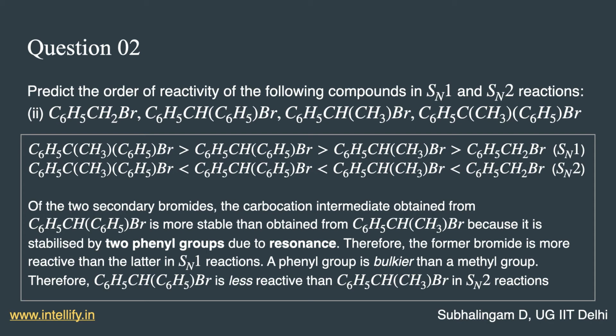A phenyl group is bulkier than a methyl group. Therefore, C6H5Br is less reactive than the other one in SN2 reactions. Hope these two questions are clear. And we have come to the end of nucleophilic substitution reaction.